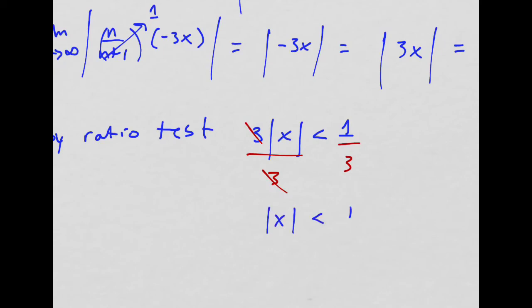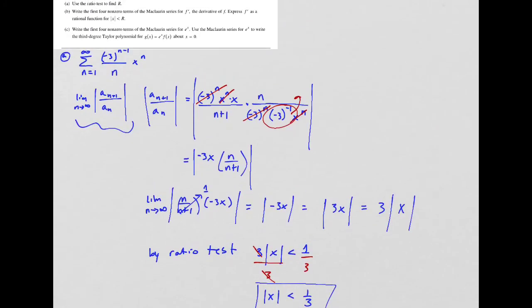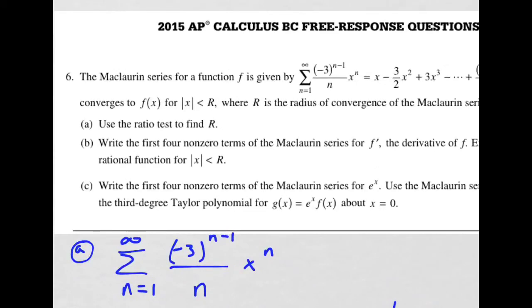So the absolute value of x is less than 1/3. And there we are. That's pretty cool. That's part A. Maybe I should stop it there. I think I'll stop it there.